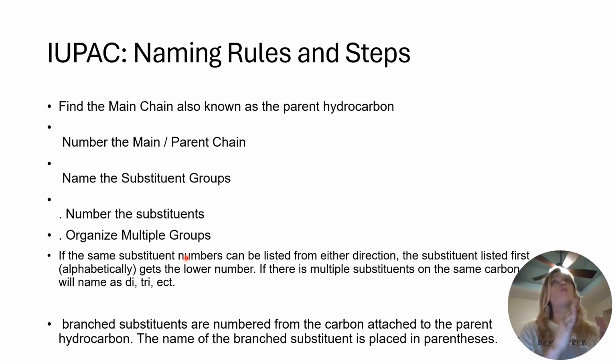So if we have a bromo and a chloro, as we saw in the last one, the bromo is always going to be first because it's before C in the alphabet. Then lastly, the branch substituents are numbered from the carbon attached to the parent hydrocarbon. The name of the branch substituent is placed in parentheses then.